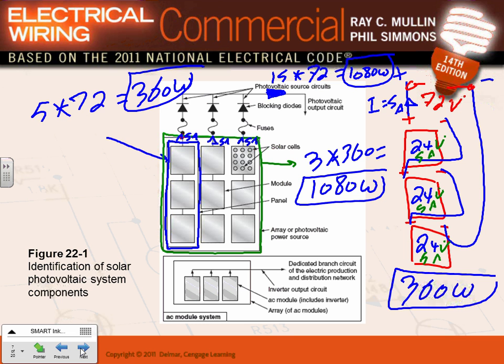Okay, a couple of things, guys. This is your photovoltaic system. They have another system that they call AC. The top one, guys, is DC. The bottom one is AC.